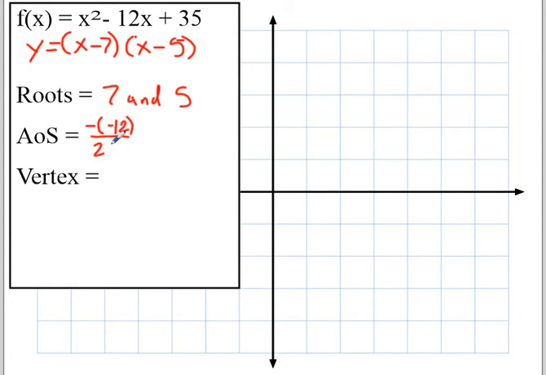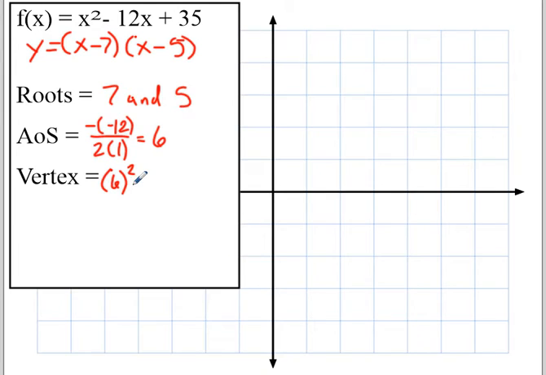Our axis of symmetry is found by doing -b, which is a -12, divided by 2 times a. A in this problem is 1. I end up with positive 12 divided by 2, which is equal to 6. We find our vertex by taking our 6 and plugging it back into the original equation. So let's go ahead and do that.